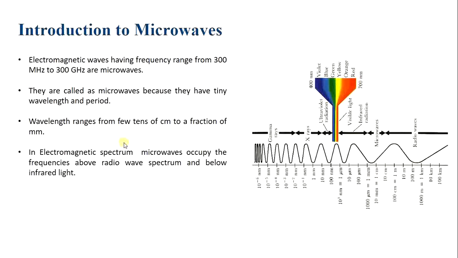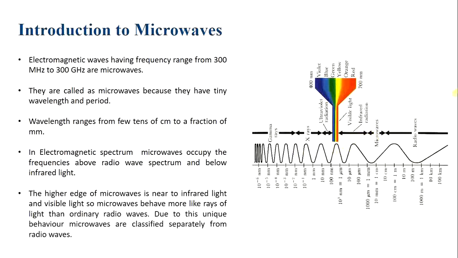In the electromagnetic spectrum, microwaves occupy the frequency above the radio spectrum. As you can see, they are above the radio spectrum and below the infrared radiation. You can see in the figure the upper edge of microwaves is near the infrared radiation and visible light. So microwaves behave more like the rays of light than the ordinary radio waves. Due to this unique behavior, microwaves are classified separately from the radio waves.